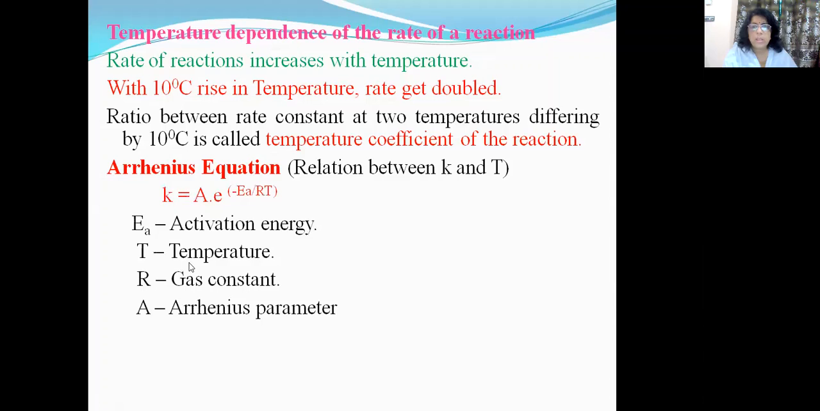The relation between K and T can be given by the Arrhenius equation, which is K equals A e to the power minus Ea over RT, where Ea indicates the activation energy and T is the temperature. A is known as the Arrhenius parameter. It is also known as the pre-exponential factor and also called the frequency factor.